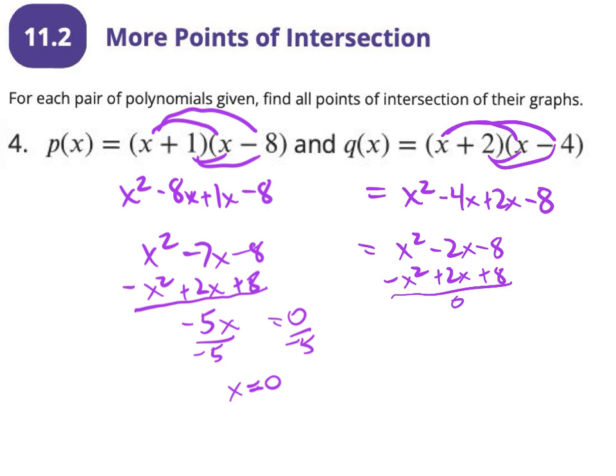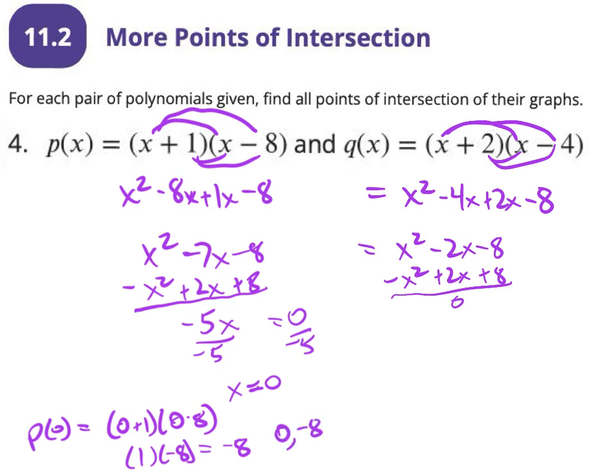You can always graph these and find the points of intersection. So the first thing I have to do is stick 0 back into P and into Q. So P at 0 is 0 plus 1 and 0 minus 8, giving me 1 times negative 8, giving me negative 8. So the point is 0 comma negative 8. And let's see if we get the same thing for Q.